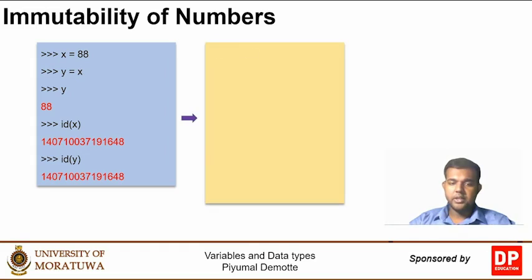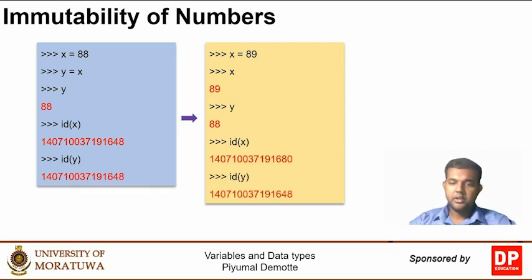Let's try to assign x a new value, 89. If we retrieve the value of x, it would be 89, and the value of y is still 88. If we check the identity of x, it has changed, while the identity of y is still the same as in the previous case.